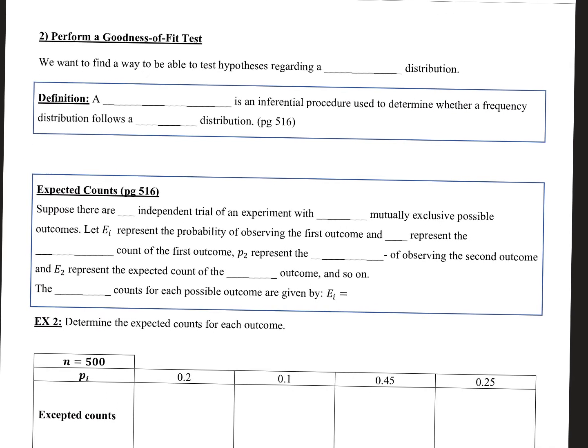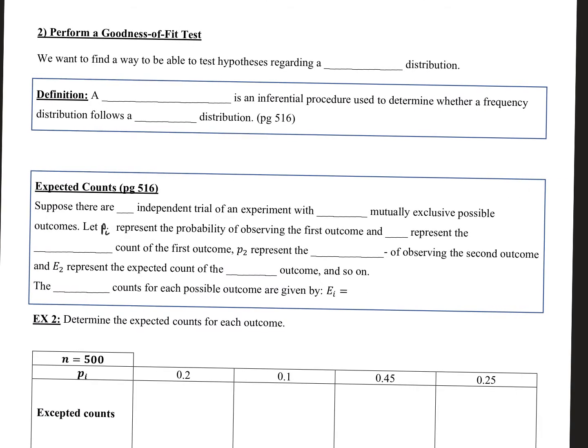2. Perform the goodness of fit test. So we want to find a way to test hypotheses regarding a probability distribution. By definition, a goodness of fit test is an inferential procedure used to determine whether a frequency distribution follows a specific distribution.